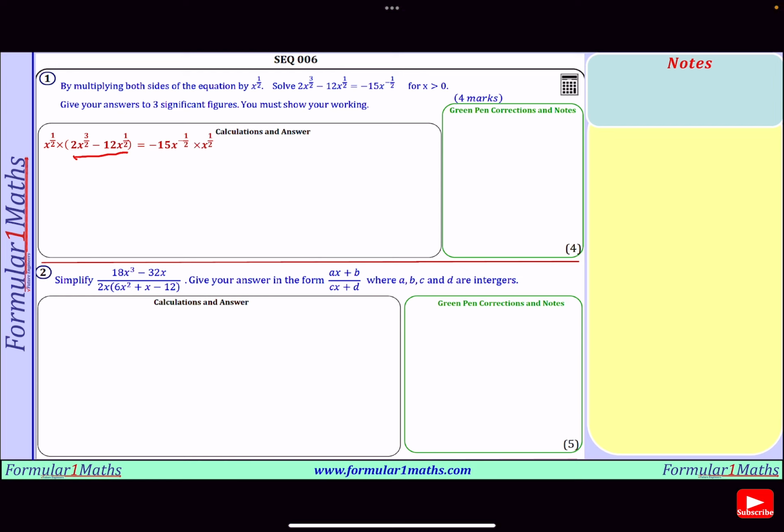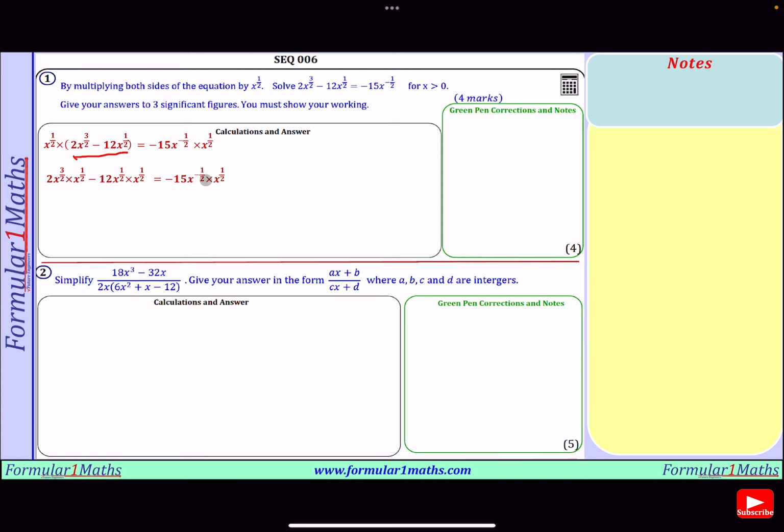The next step is to expand the left-hand side. And I can do that by multiplying x to the power half by 2x to the power 3 over 2 and x to the power half by minus 12x to the power half. So if I do that, I get this. So now I've got 3 terms. And we need to simplify all these 3 terms.